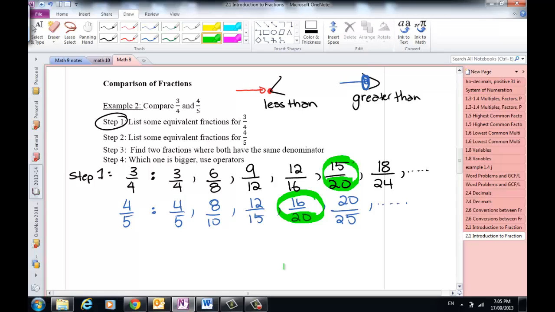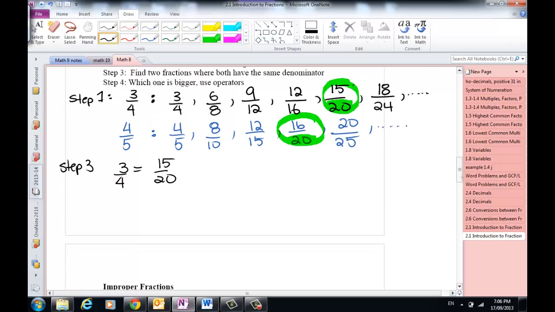So step 2, we listed some equivalent fractions for 4/5. Step 3, find two fractions where both have the same denominator. Well, those are what's circled in the green, so I can say that 3/4 is equal to 15/20. And I can say that 4/5 is equivalent to 16/20. And now I have to decide which one is the bigger one. Well, 16 out of 20 is a lot bigger than 15 out of 20. So using my symbols, I would say 16 out of 20 is bigger than 15 out of 20.